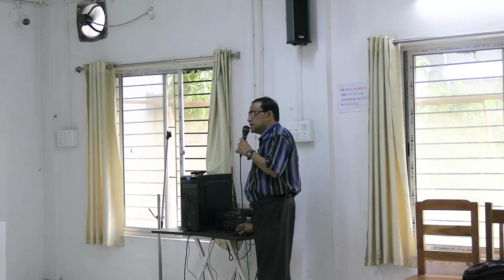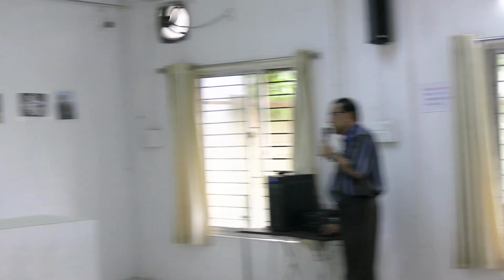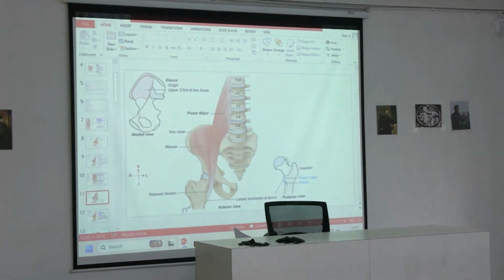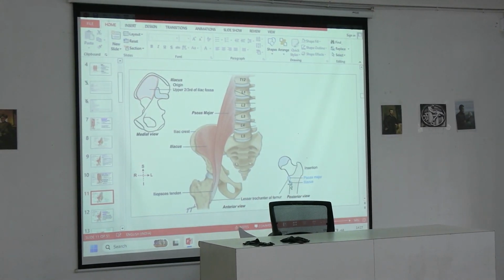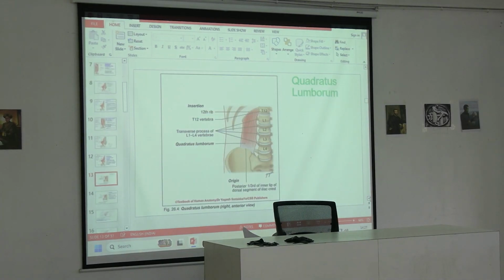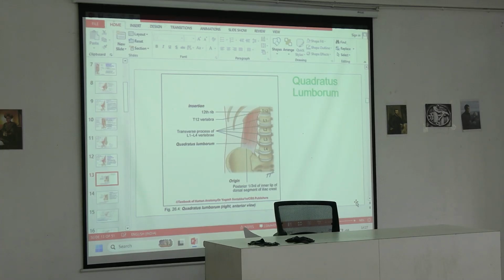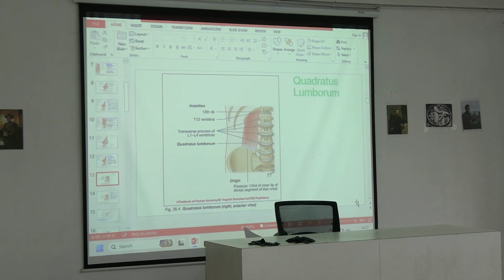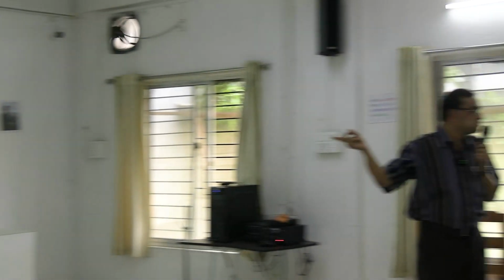So this is the insertion point of the psoas major at the tip of the lesser trochanter, and at the base we can get the iliacus muscle. So here we can see the origin and insertion of the quadratus lumborum. Quadratus means quadrangular shaped muscle. You can see it is taking origin from the iliac crest, the ventral segment. The ventral segment has anterior 2/3 and posterior 1/3.